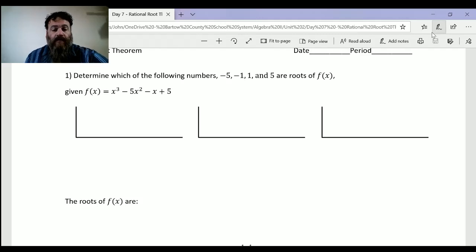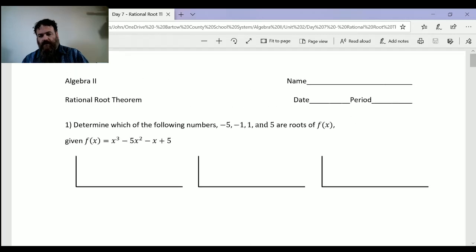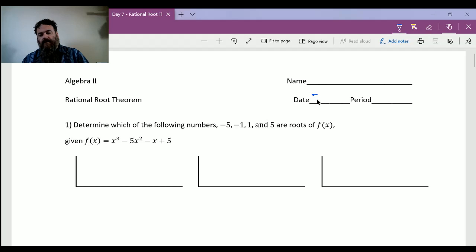This is the rational root theorem. I alluded to it a couple of times during our last couple of sessions here. This is very closely tied around with the fundamental theorem of algebra that we were doing before. So let's go ahead. Today is 3/19, and this is for all class periods.